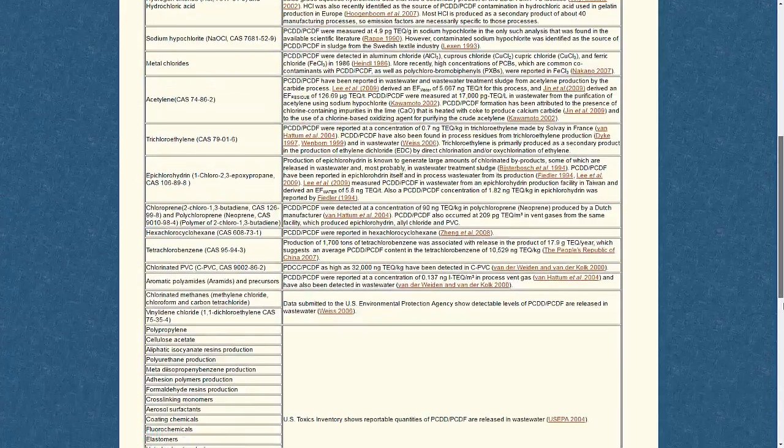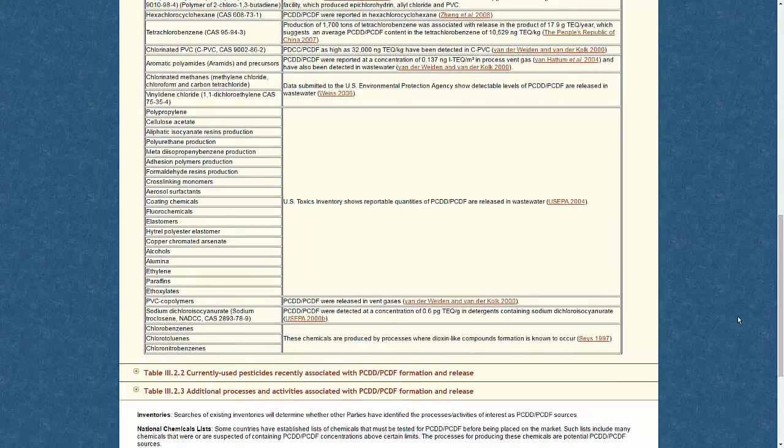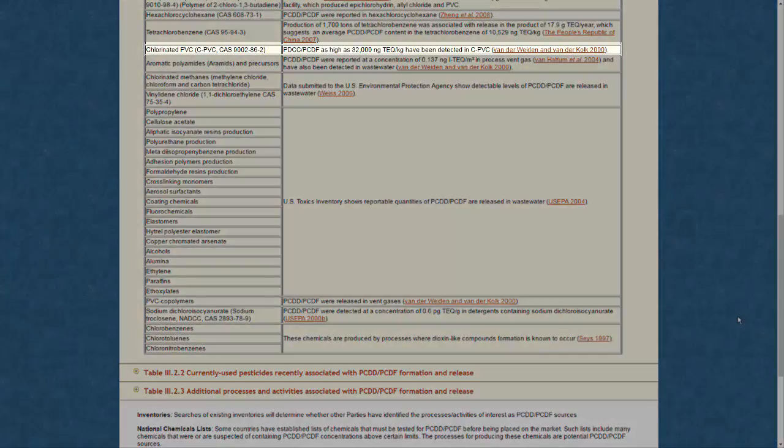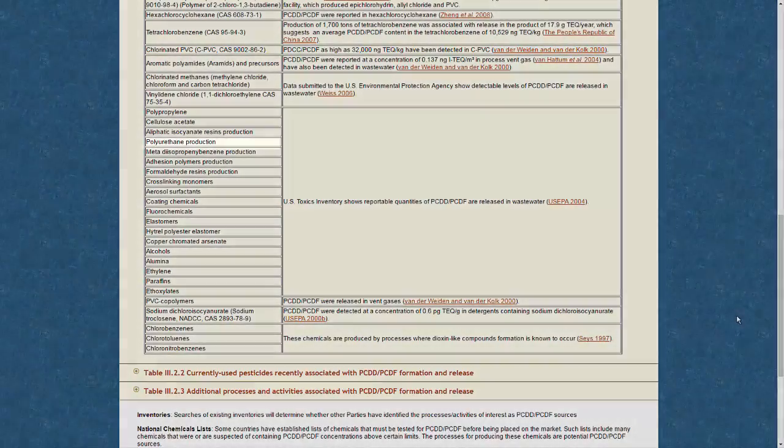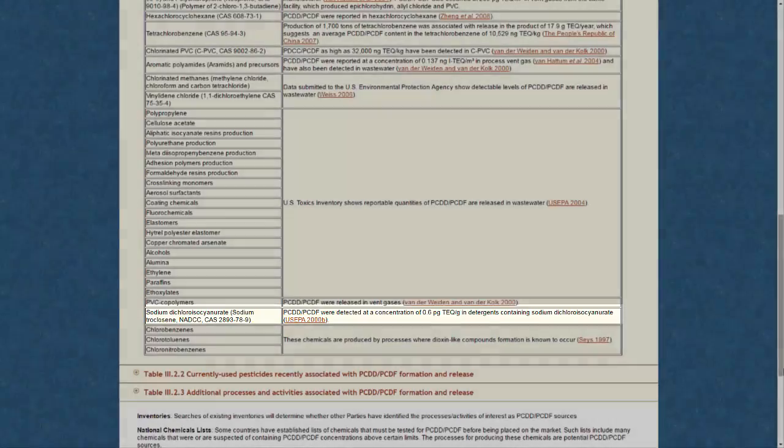Now let's scroll down and look at the remainder of the table. Here are some more commonly known chemicals that are in widespread use. For example, PVC plastic, polyurethane. Sodium trichlorosine is not quite so well known, but it's used in water purification, as a disinfectant, a biocide, an industrial deodorant, and a detergent.